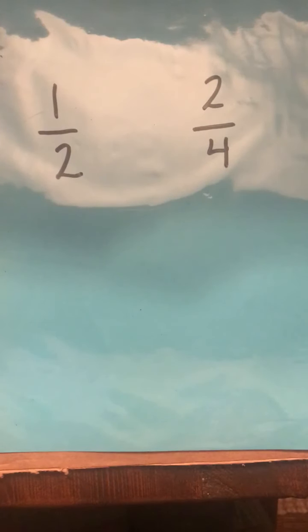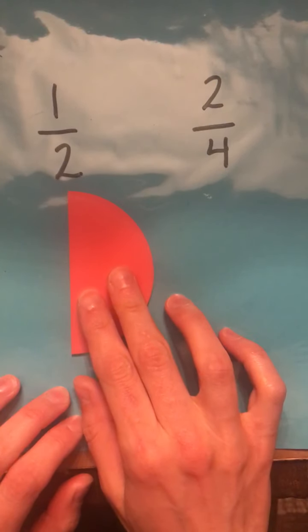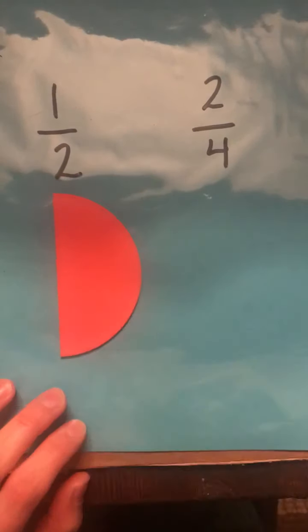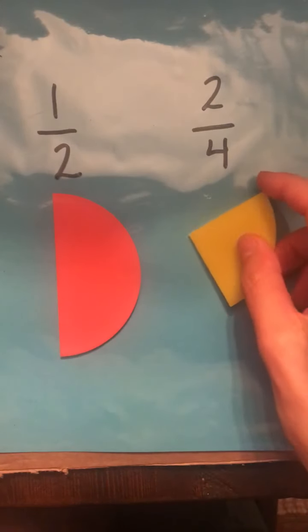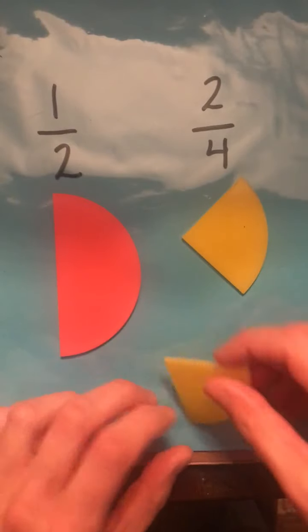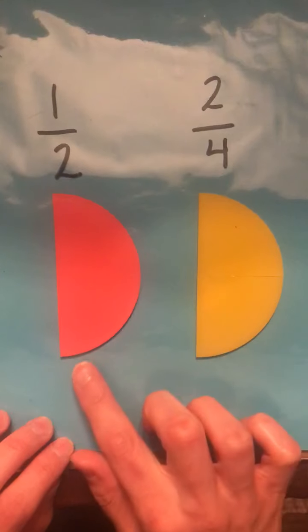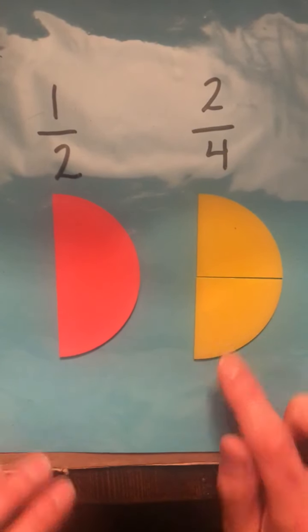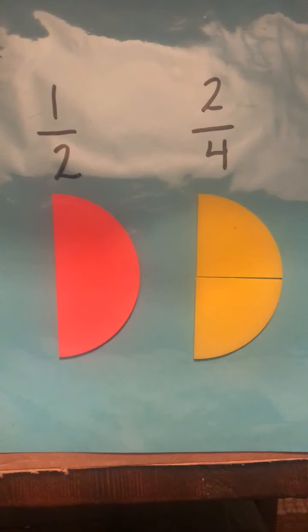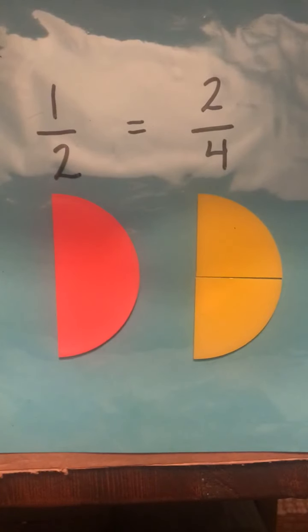And I'm going to show you what I mean by using my fraction circles. So here is my fraction 1/2. And here is my fraction 2/4. You can see that 1/2 and 2/4 represent the same size part of the whole. So these fractions are considered equivalent fractions. They're equal.